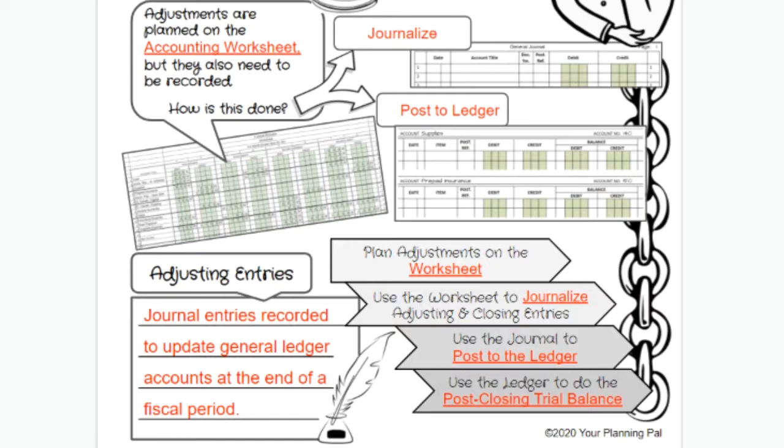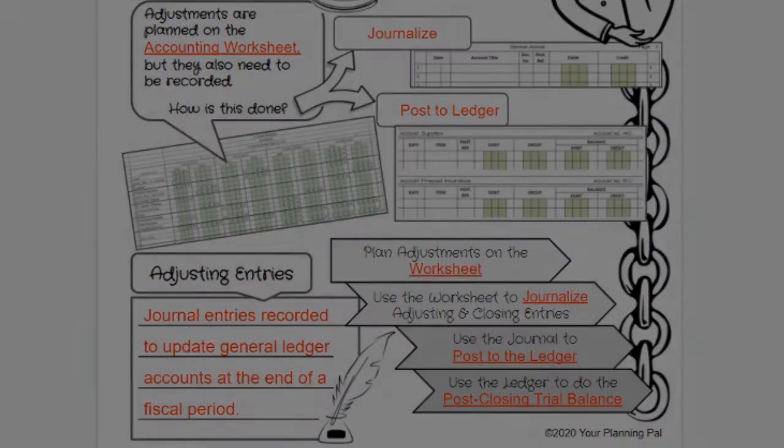And just as a reminder, all of these steps are linked together. So you'll see down here at the bottom, we first plan the adjustments on the worksheet. Then we use the worksheet to journalize adjusting and closing entries. And then we use the journal to post to the ledger. And lastly, we use the ledger to do the post-closing trial balance.